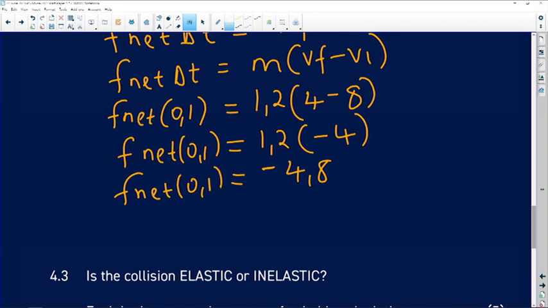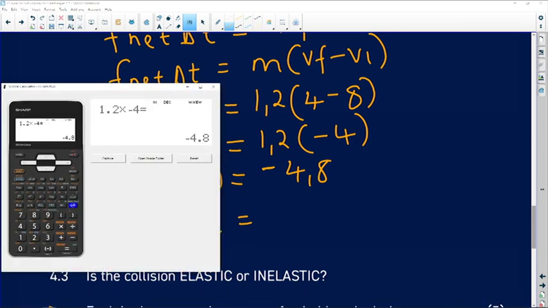We can divide both sides by 0,1. What is my F net then? We go to our calculator. We say 4,8 divided by 0,1. Look at this. We have 4,8. We divide by 0,1. What do we then get? We have 48. But remember that the 4,8 was negative. Therefore, my answer will be negative as well.